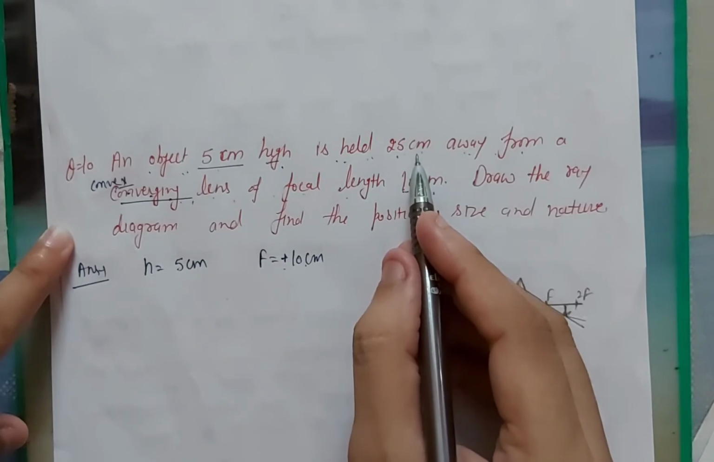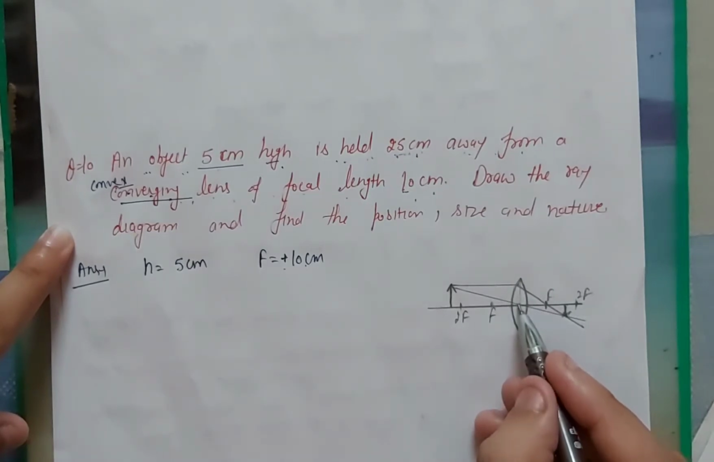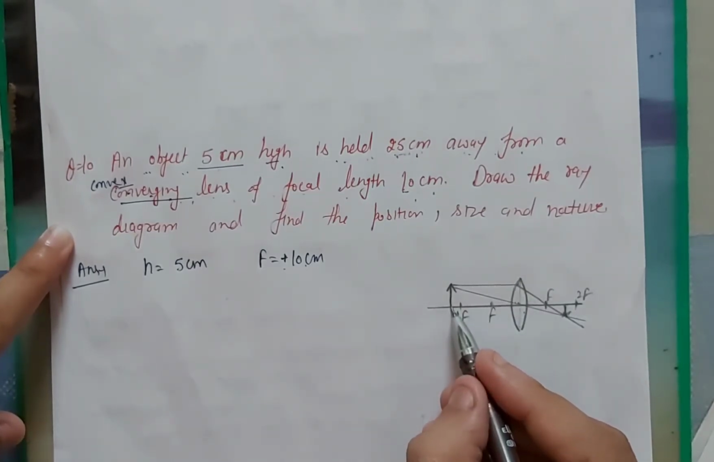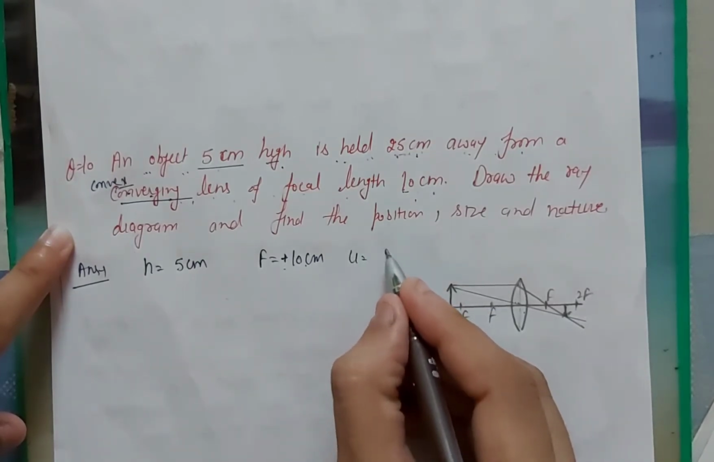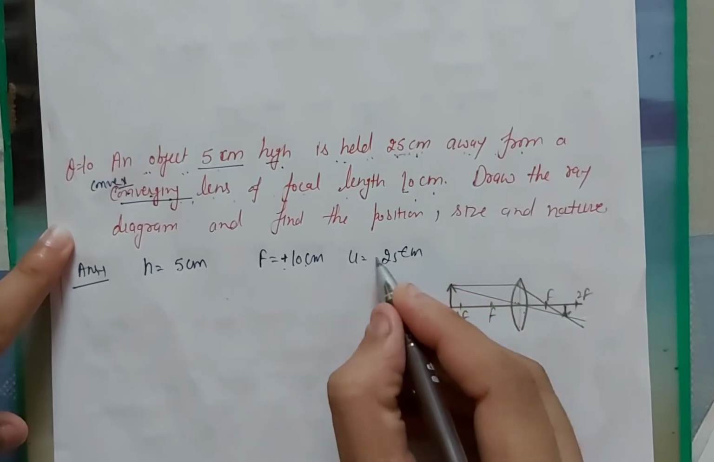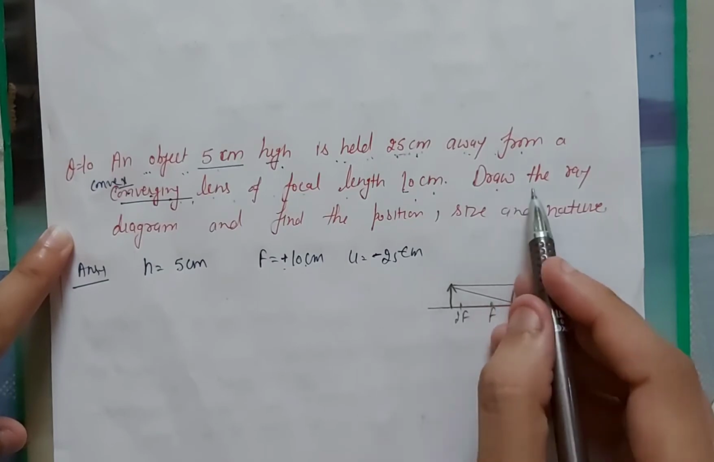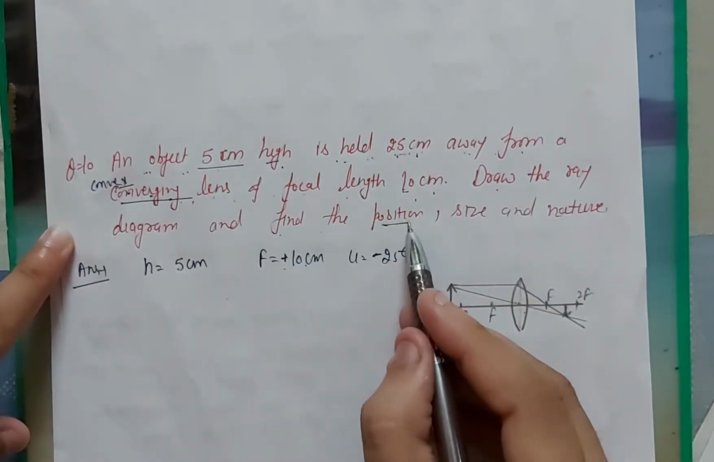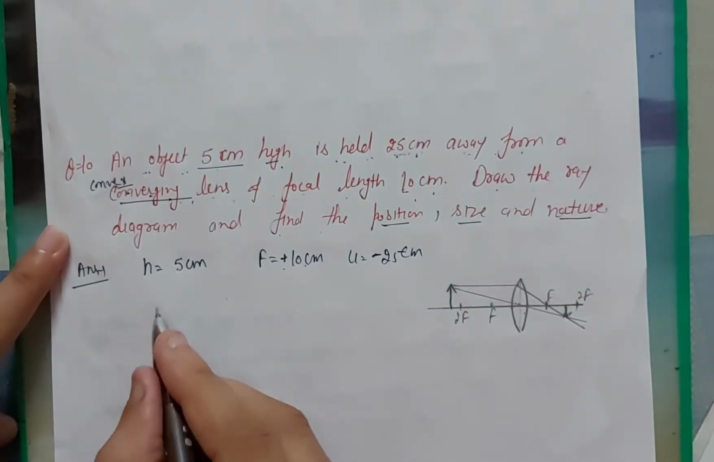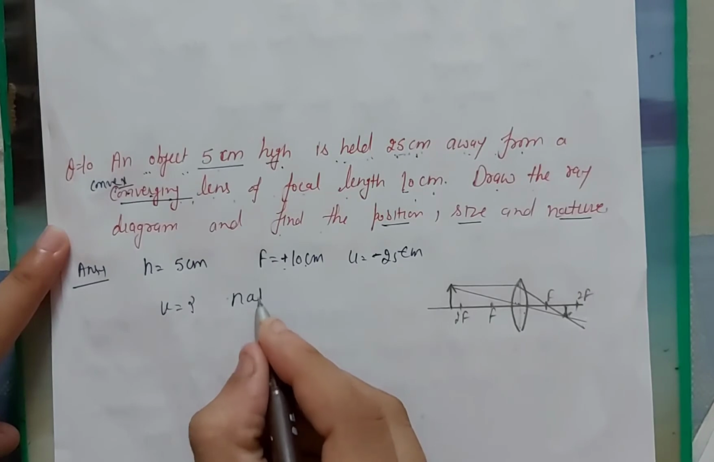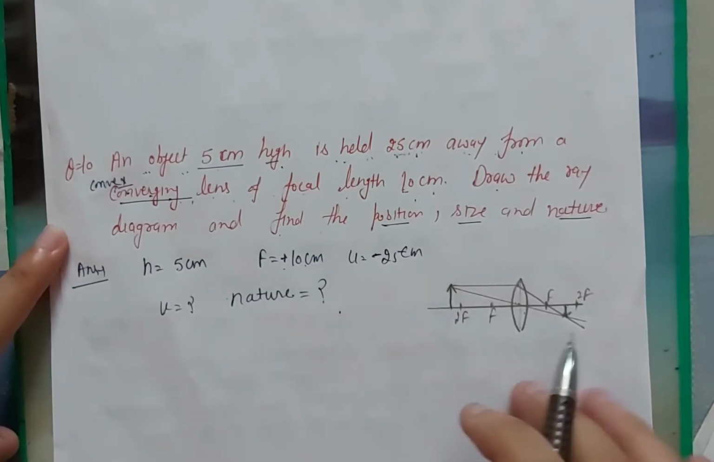And this is the object, this is the position of the object given. You know that the object is always placed on the left hand side, so this value is always negative. So this is the value of u and it is given negative. After that, draw the ray diagram and find the position, size and nature. So we have to find the position, nature and the magnification, that is the size.